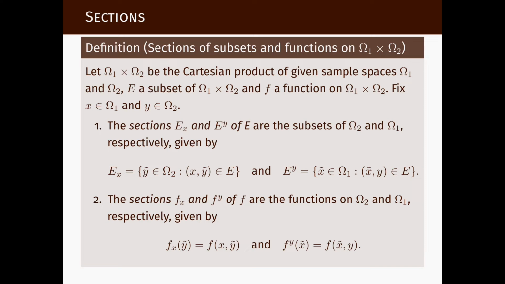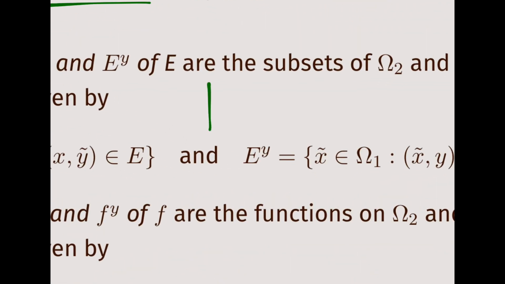Now this brings us to the notion of sections. What is a section? When we have the Cartesian product of two sample spaces and we have a subset of the Cartesian product, then we want to talk about the section of this set, which will be the following. Suppose this is the first sample space. Here we draw the second sample space, and suppose this is our set. This ellipse here is filled in. This is just an example. So the section will be the following.